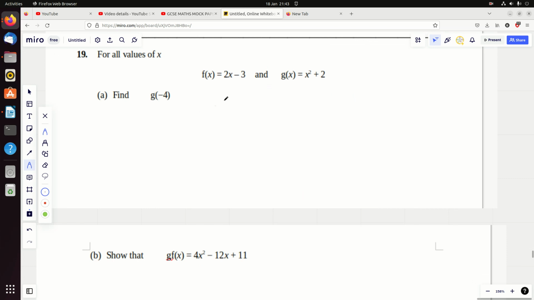Okay, this one we're just plugging minus 4 into g. So g of minus 4, notice I'm telling the examiner what I'm doing here, is minus 4 squared plus 2. So that is 18.